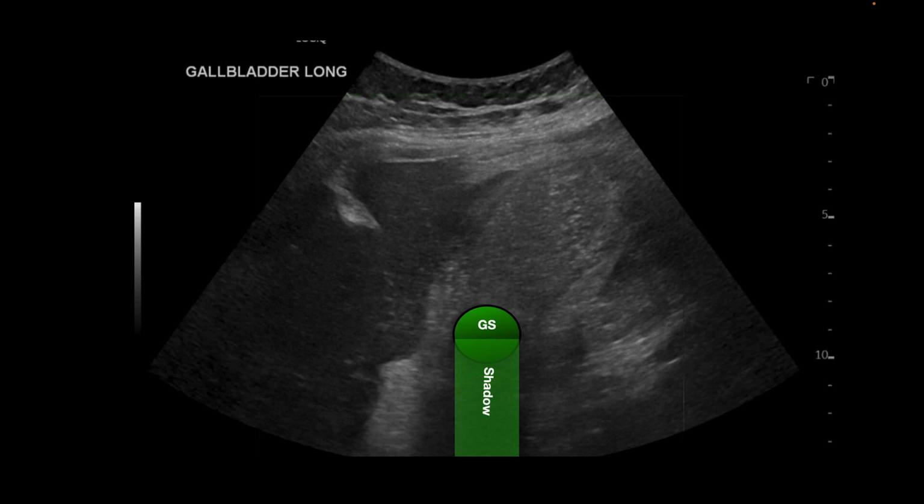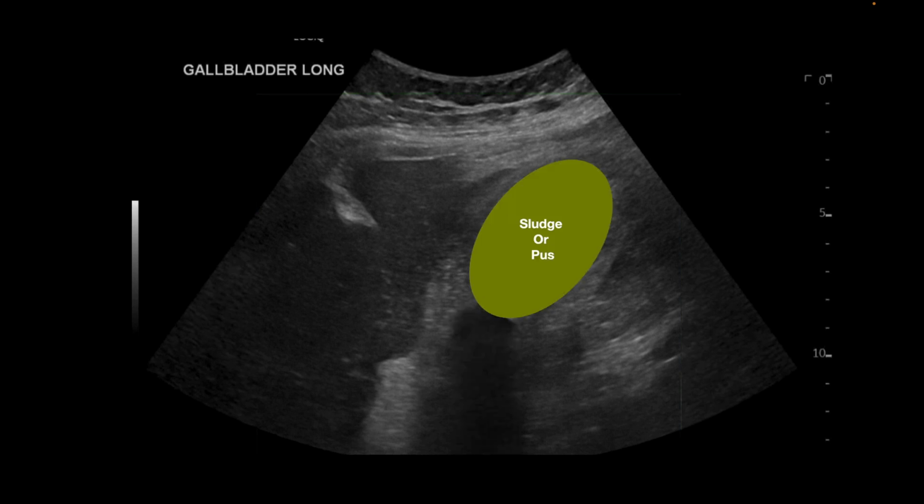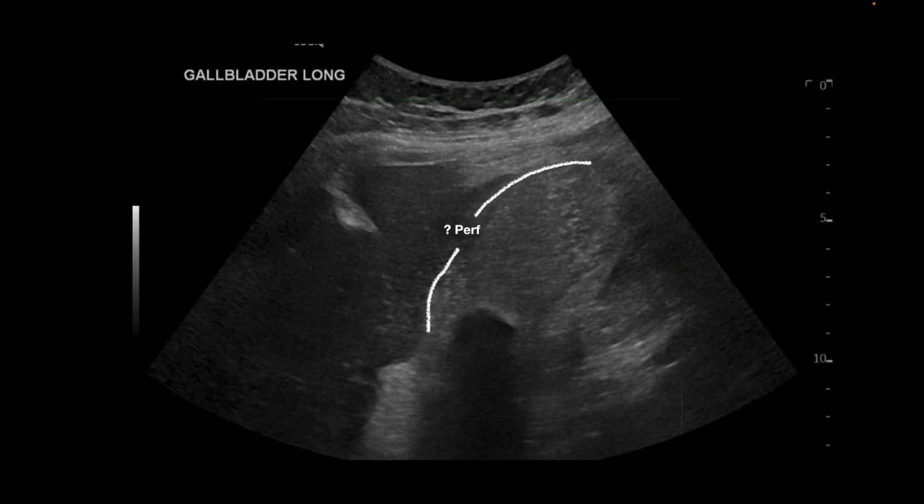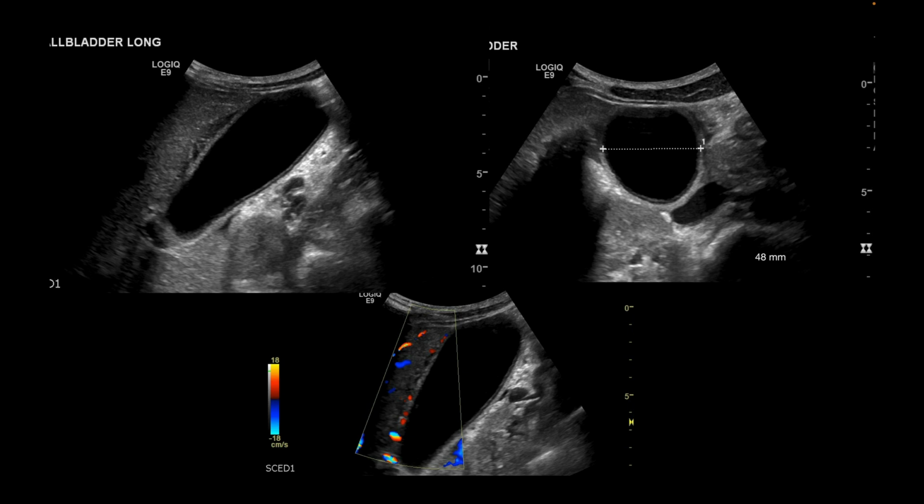And that can be really hard to pick because when that bile gets really inflamed and full of pus, it's not black anymore. It turns into this grey, almost liver texture. So it can be hard to pick. So just be aware that it isn't always black. And there's the sludge and pus. There may even be a little perforation there in the anterior wall. I'm not sure.